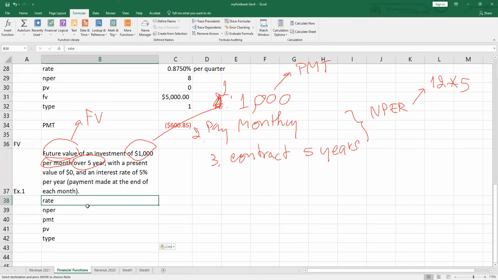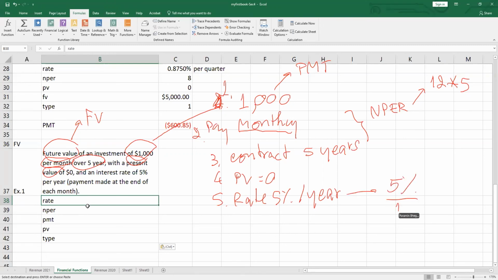Okay. Next, present value. In this one it tells you the present value PV is 0. Next, interest rate is 5% per year. And in this case, you can see that because you pay monthly, you have to change the rate to be the rate per month first. So you have to divide the rate by 12, then you get the rate per month.